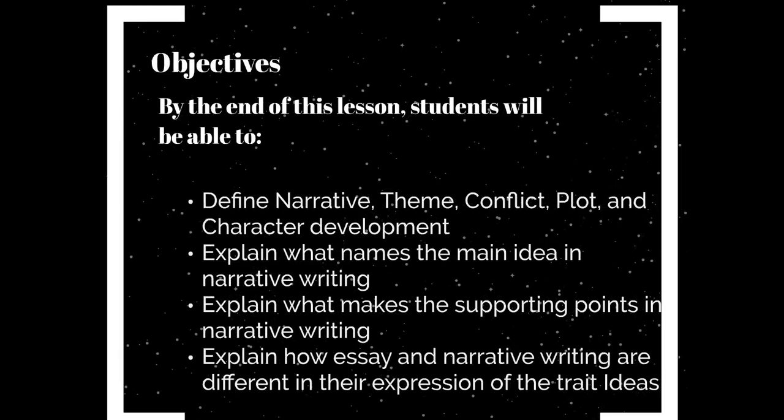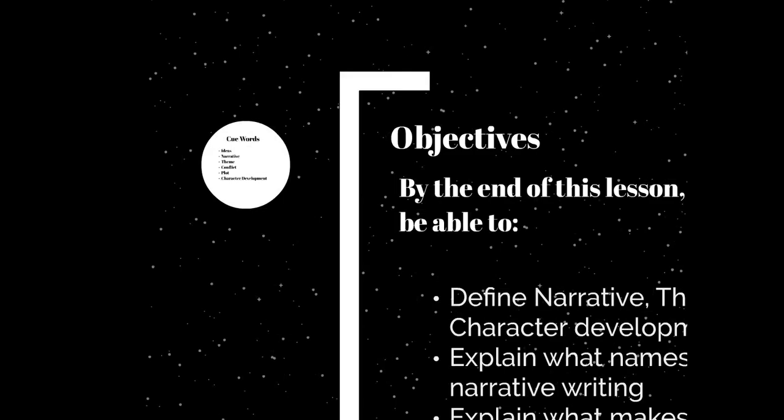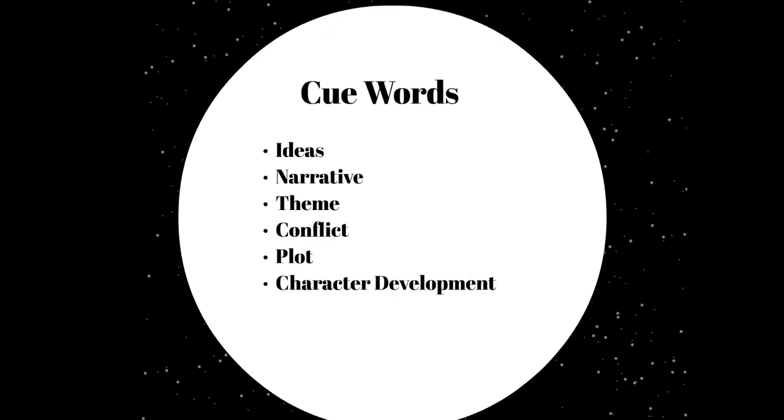Your objectives are that by the end of this lesson, you will be able to define narrative, theme, conflict, plot, and character development. You'll be able to explain what names the main idea in narrative writing and explain what makes the supporting points in narrative writing. You will then be able to explain how essay and narrative writing are different in their expression of the writing trait ideas. Your keywords are ideas, narrative, theme, conflict, plot, and character development.